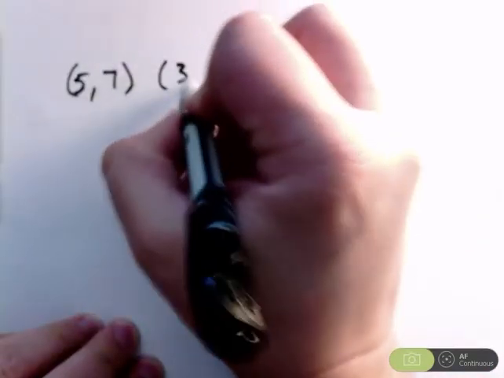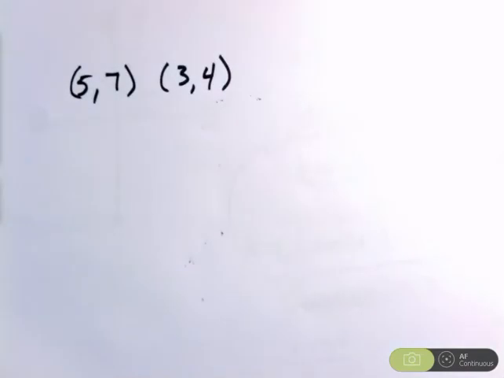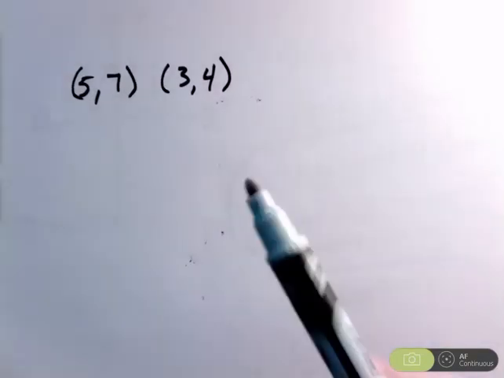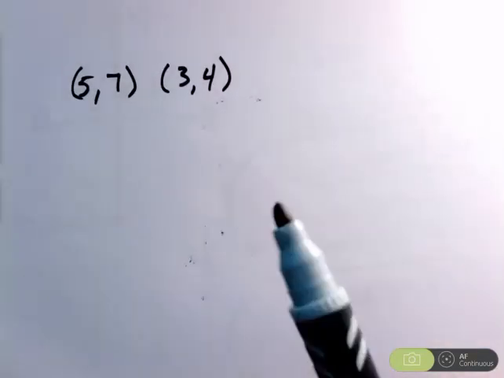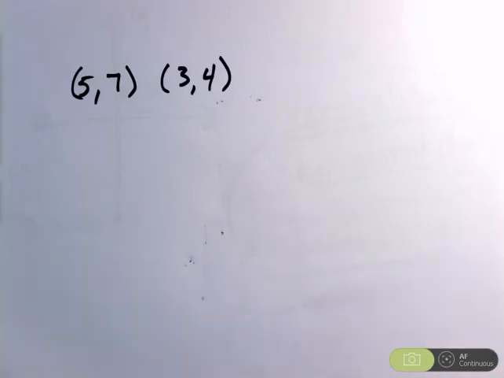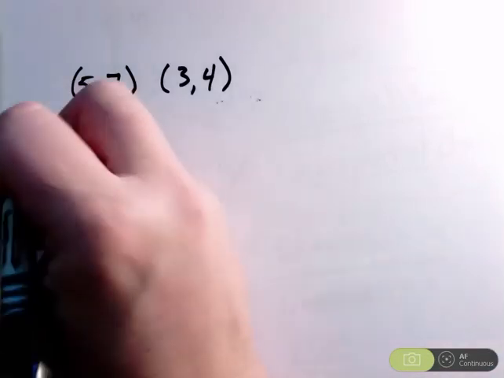I want to show you what to do if you're given 2 points. If you're given 2 points, let's say, for example, you're given the points 5, 7, which is going to be a point on the graph, and the point 3, 4. We can actually find the slope between these 2 points without going to the graph. Remember what we said about the vertical change?